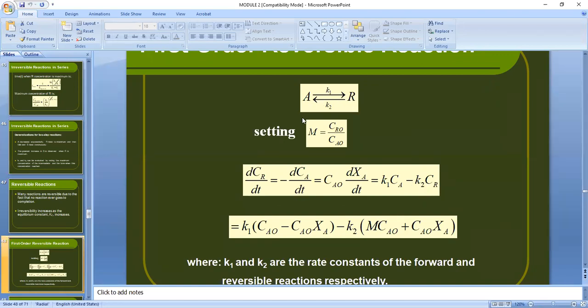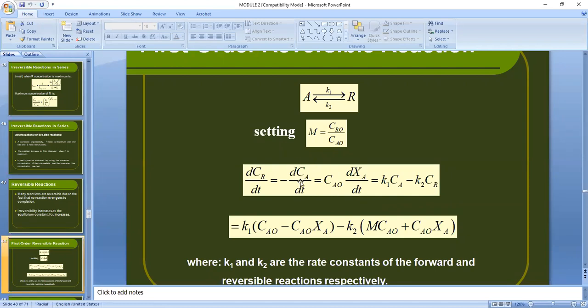So you write the net rate equation for the species, whether it's the reactant or the product, for a reversible reaction. Just like the way you do it with homogeneous catalyzed reactions, just like with parallel reactions. So the same principle holds true with this one. Okay?